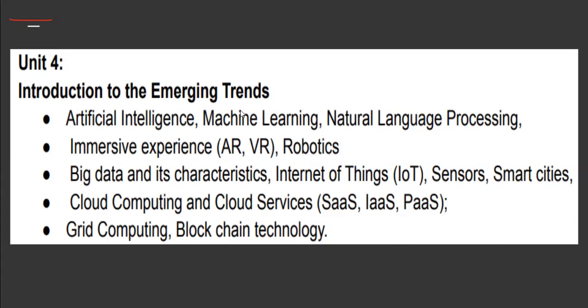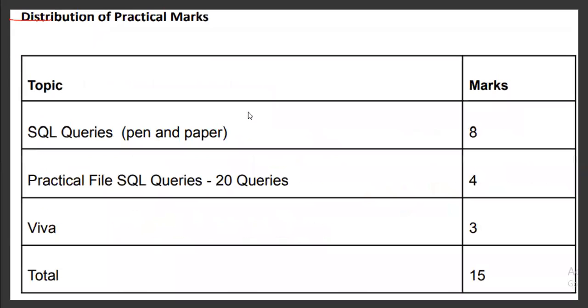This chapter contains 5 marks and it is a theory chapter. Then the practical is a pen and paper practical, so you have to do pen and paper as well as know the practical knowledge. SQL queries carry 8 marks. Then for the practical file, your school teachers will give you 20 queries, for that 4 marks. Viva 3 marks, so total 15 marks. You already did the 15 marks in Term 1. Now Term 2 again 15 marks. So total it will be 30 for the practical and 35 plus 35 for the theory, total 70. So you will get 100 marks over here.